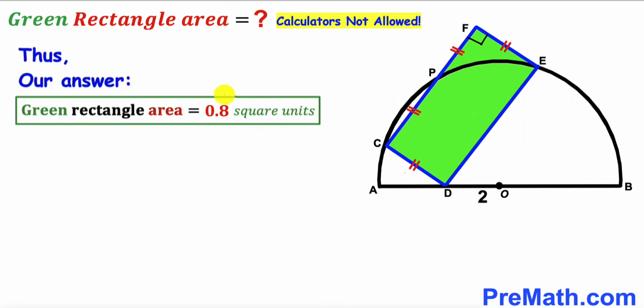So thus after all the calculations and manipulations, our green shaded rectangle area turns out to be 0.8 square units. In other words, the area of this green shaded rectangle is going to be 0.8 square units. And that's our final answer.